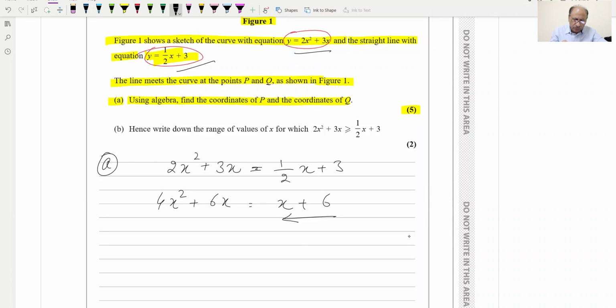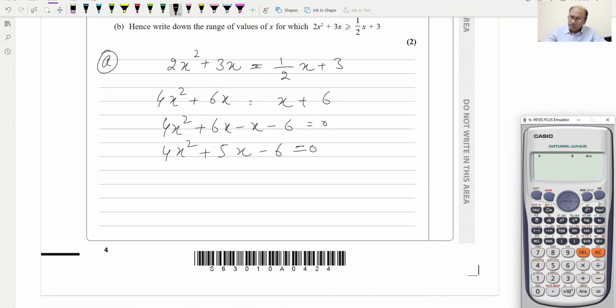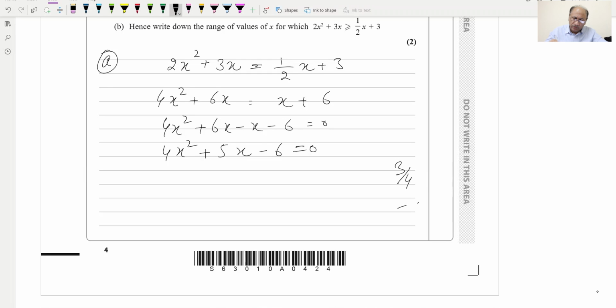Now we can shift this also to the other side. So it will be 4x squared plus 6x minus x minus 6 is equal to 0. Adding like terms, it will be 4x squared plus 5x minus 6 is equal to 0. And this is a quadratic equation, which we can solve. The coefficient of x squared is 4, the coefficient of x is 5, and the constant value is -6, and the factor pair will be 3 by 4 and -2. 3 by 4 and -2 will change sign and we utilize these numbers.